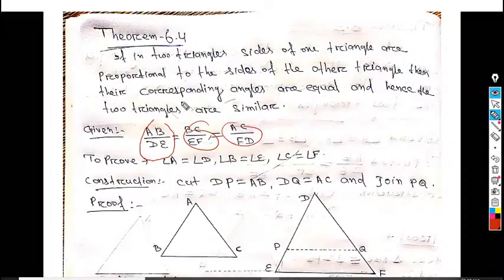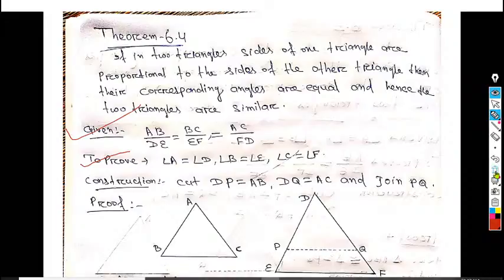Corresponding angles are equal. So angle A equal to angle D, we have to prove this. Angle B equal to angle E, angle C equal to angle F. This is what we have to prove. So we are clear with the given, and we are clear with what to prove.